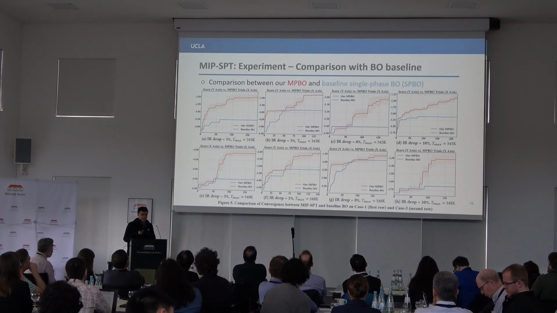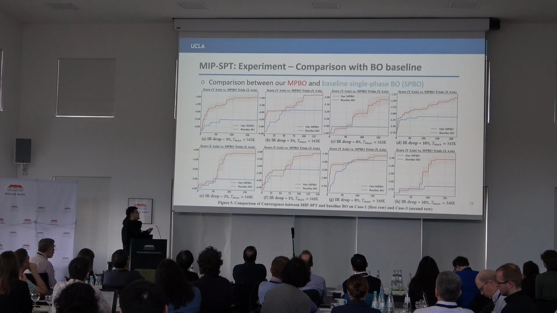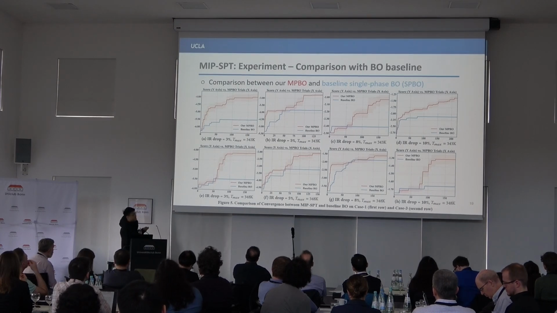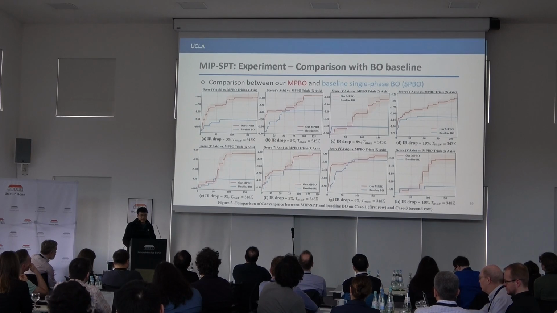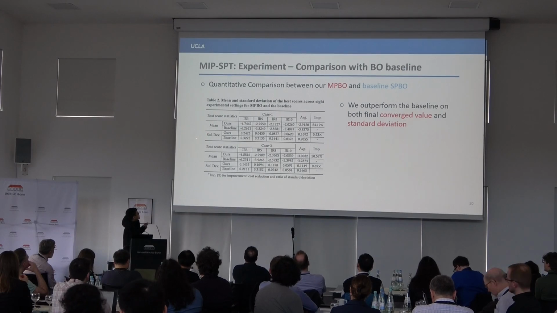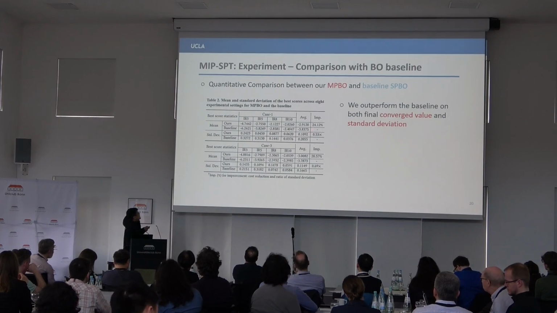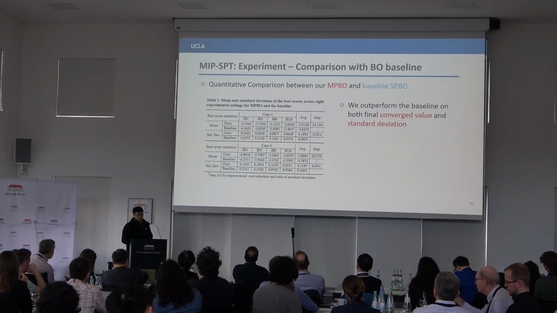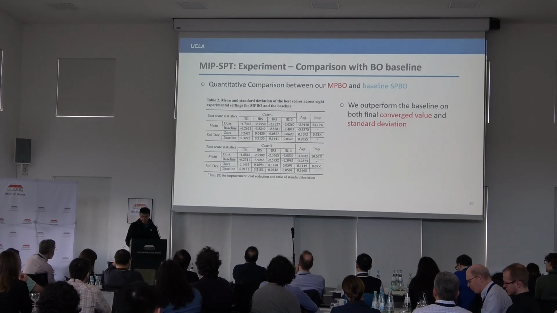So the baseline is that we simply put all the parameters into a Bayesian optimization framework. And we can see that we achieve better convergence and better optimization value in all 8 cases. And then we provide a quantitative comparison. So we can see we achieve a 24.12% improvement in the convergence value, while the standard deviation is only 0.53%, which means we get better optimization results and the optimization procedure is more stable.